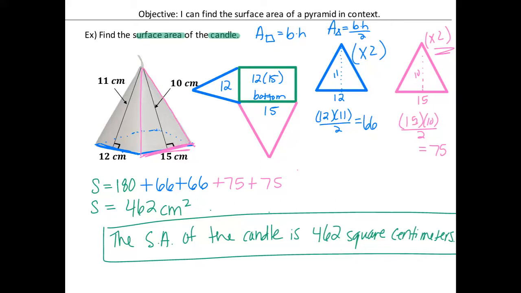Okay, but again, for this one, I had a rectangle for my base. A rectangle has two different side lengths. So because I have two different side lengths, we end up with two different triangles, right? And then we have two of each of those because I have the left side and the right side and the front and the back side of the candle, okay?